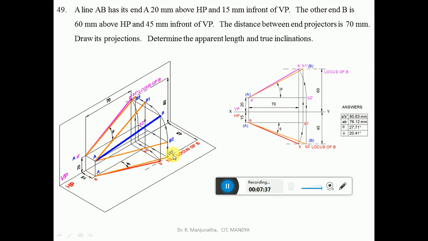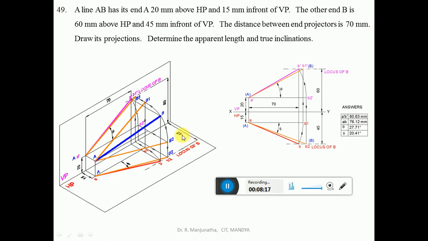But when it is rotated in space, what happens to the image? The image is also rotated in the vertical plane. How? With A dash as center and A dash B dash as the radius, you draw an arc such that A dash B2 dash is parallel to HP. Since A dash B2 dash is parallel to HP, we get the true length in HP. Then we project this point here, so you get the line AB2, and this is the locus of B. This is how we analyze this three-dimensional sketch.